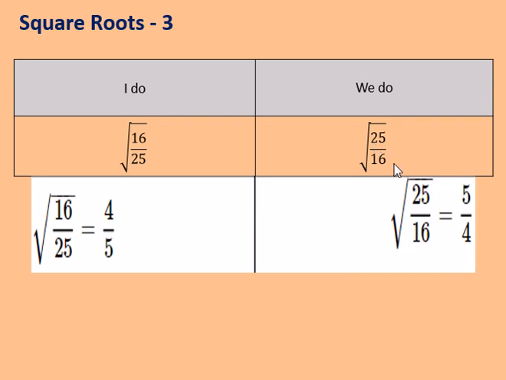So for the last one, square root of 25 equals 5. Square root of 16 equals 4. So you should have 5 over 4. Really well done if you followed along and you've got that right. We'll move on to some questions now.